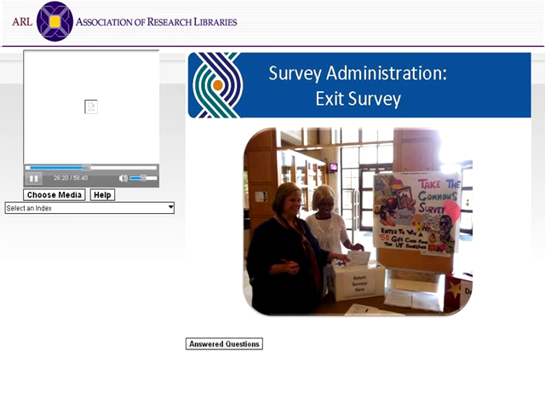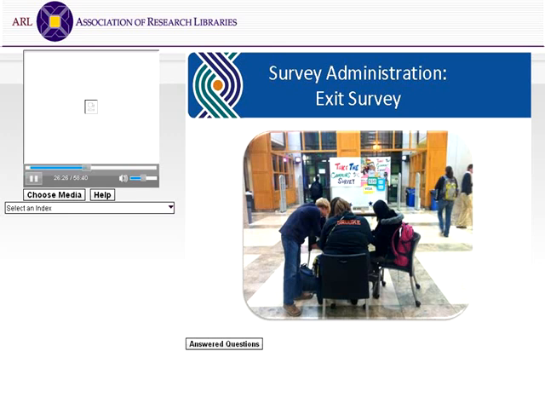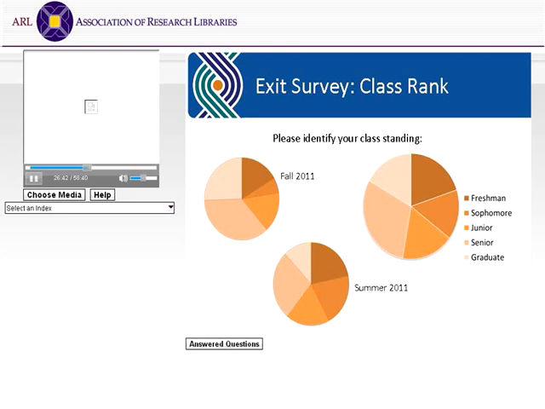We finally ended up getting a table and chairs for the students to sit down and fill out the survey more easily, and we'll probably use this again in the future. One of the interesting things we found in just looking at who participated in this exit survey, looking at pie charts of different class ranks, was a particularly large number of graduate students participated, and we did not expect that at all.